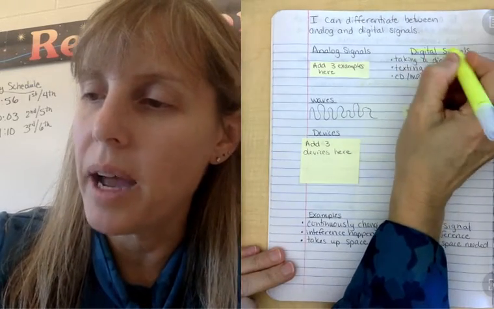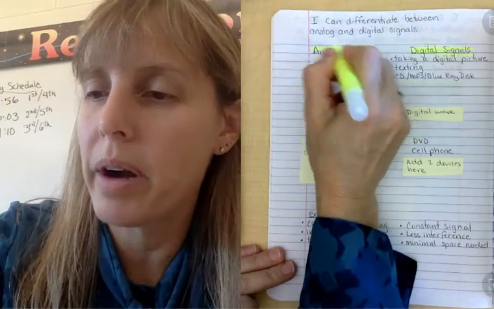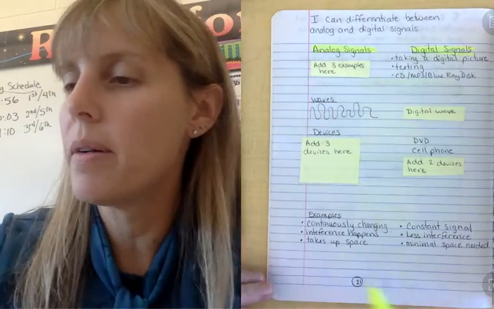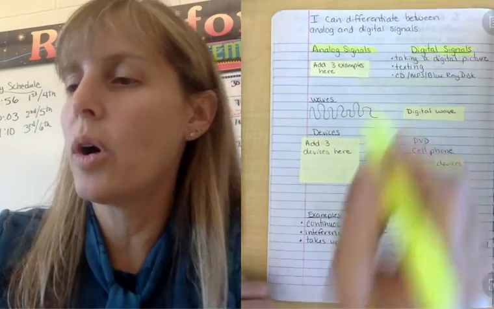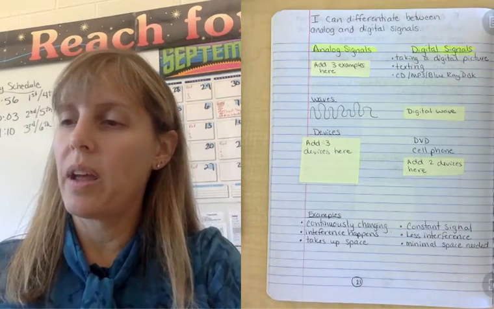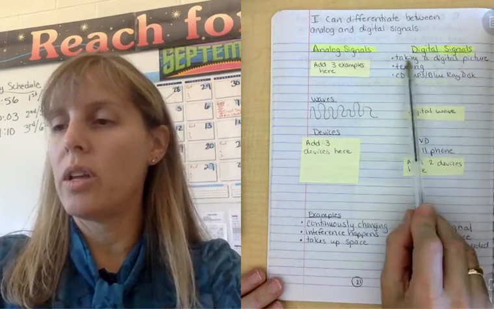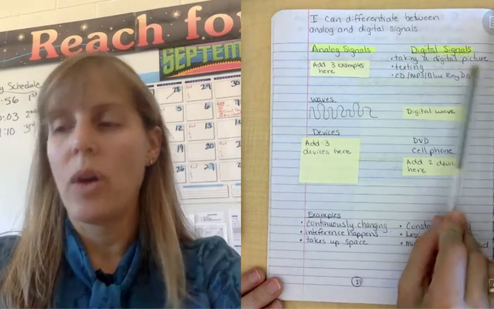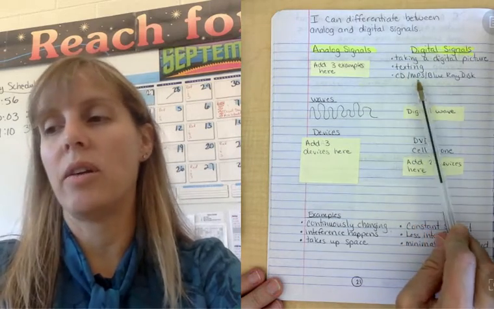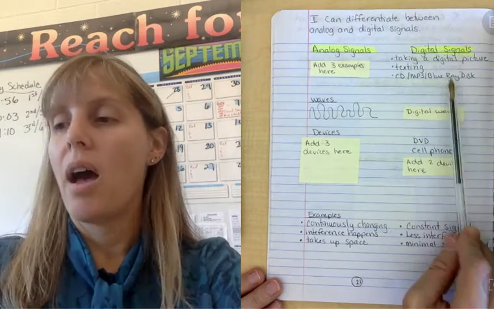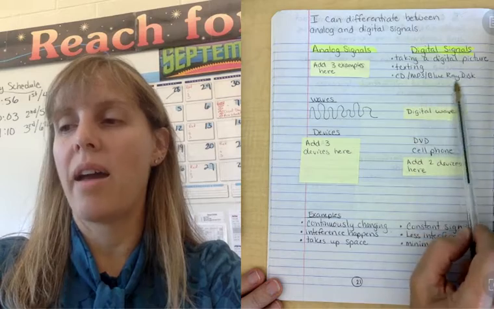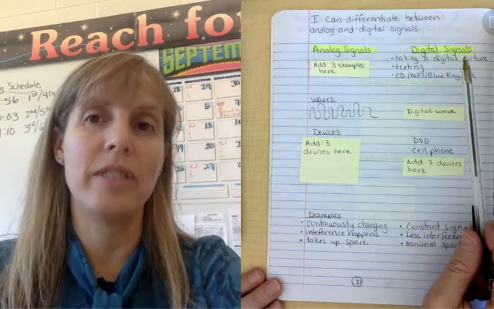Let me highlight that really quick because I think that would look better if it's highlighted. Pull that right out. The digital signals, you're taking a digital picture, or you're texting, or it's a CD or an MP3 or a Blu-ray disc. Those are things that are representative of digital signals.